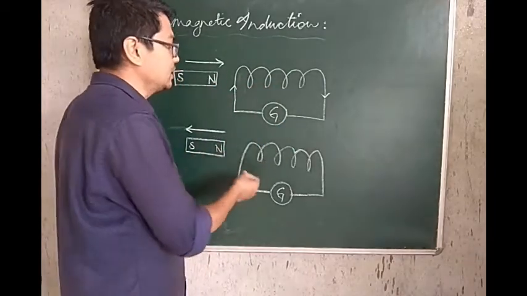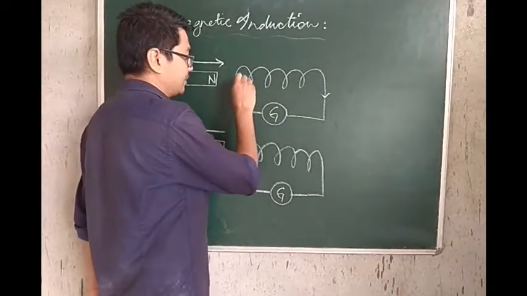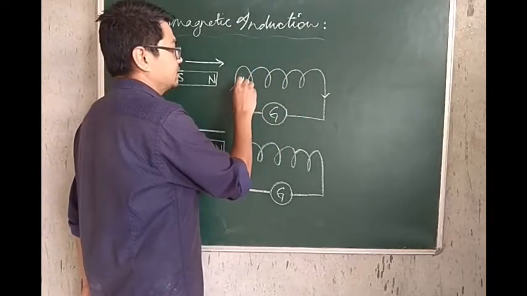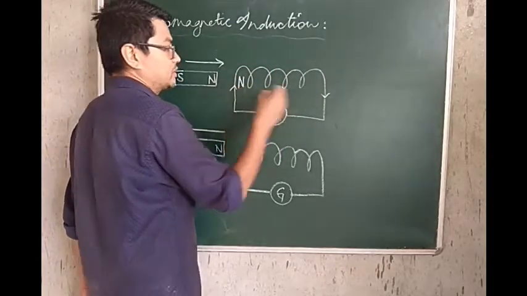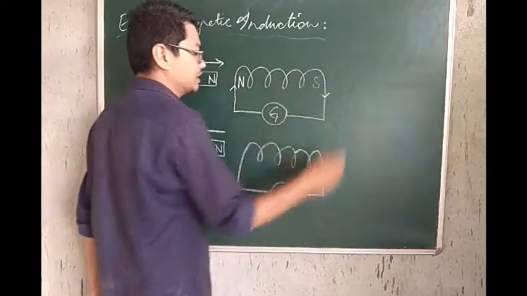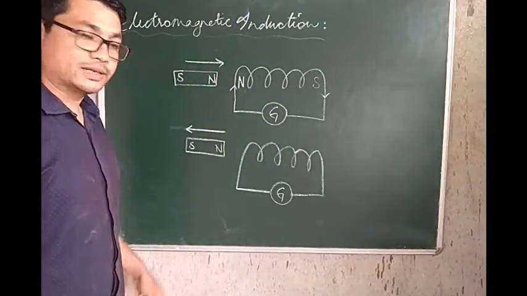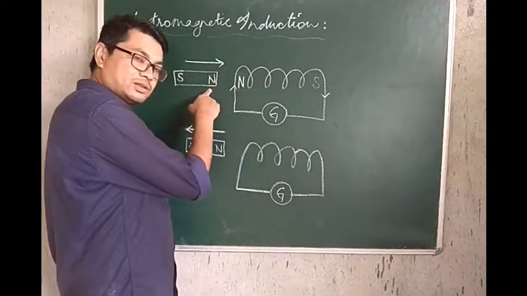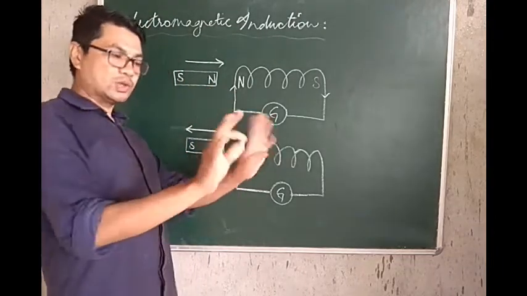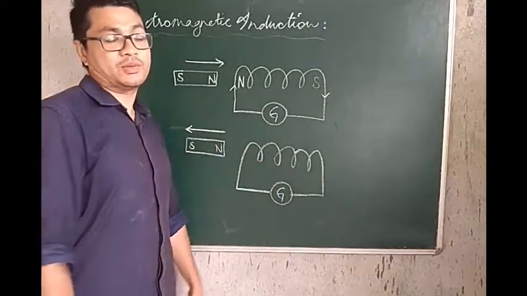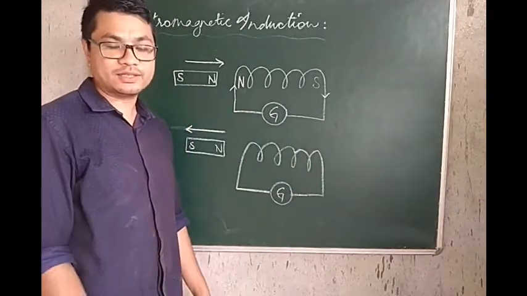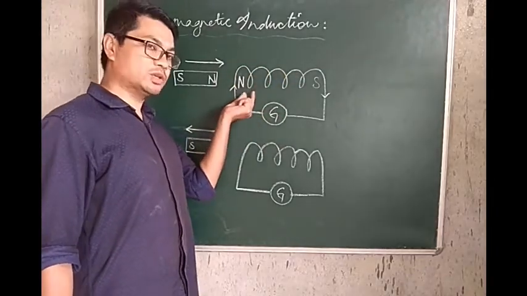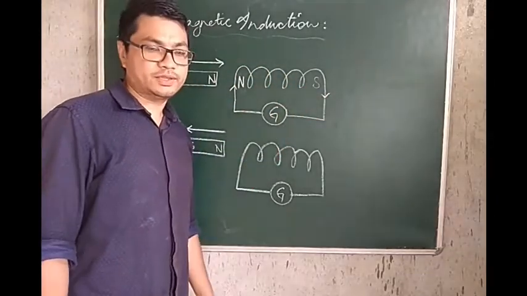And how is it done? The opposition is done in such a way that a north pole is generated on this side and a south pole is generated on this side, such that this north pole is saying to the north pole of the magnet, please don't come close to me, because it wants to oppose the cause producing it. So the current is induced in such a way that you have a north pole over here and a south pole over here.